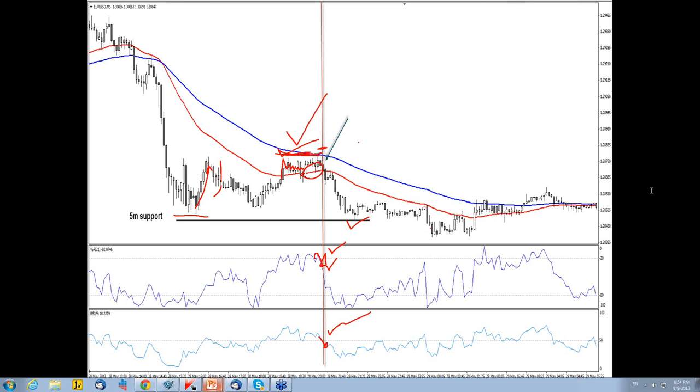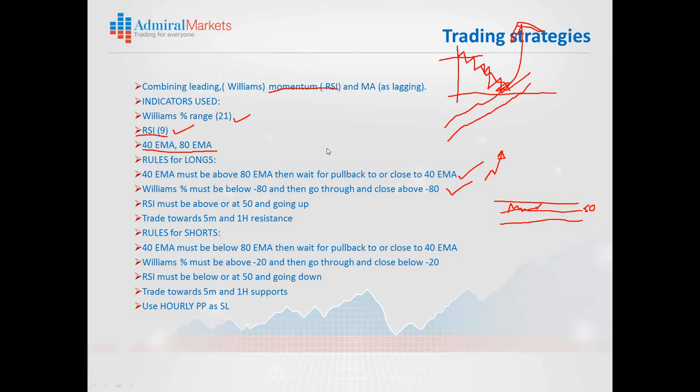Next question: how have the red and blue lines been formed? You just need to add them to your template. I think that you know how to add EMA indicators. You go to your platform, then you go Insert, Indicators, then Moving Averages, and you just enter 40 EMA and 80 EMA, and those lines are automatically formed. So basically what you need to do is just to enter it on your charts.